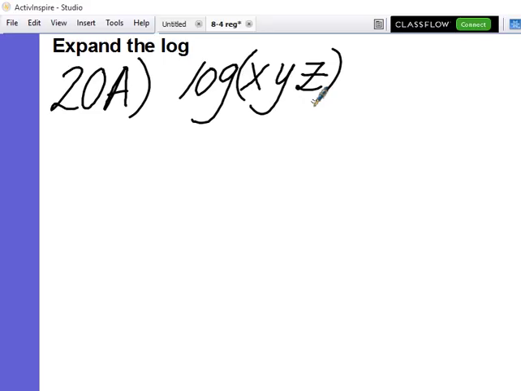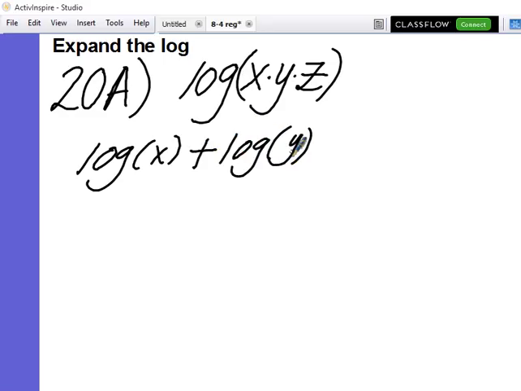Now when you multiply, you add. So this is the same thing as log of x. I need to see your parentheses. Plus, because it's multiplying, log of y. Because it's multiplying, it's another plus log of z. And we're done. We've expanded the logarithm. So it's just going backwards.